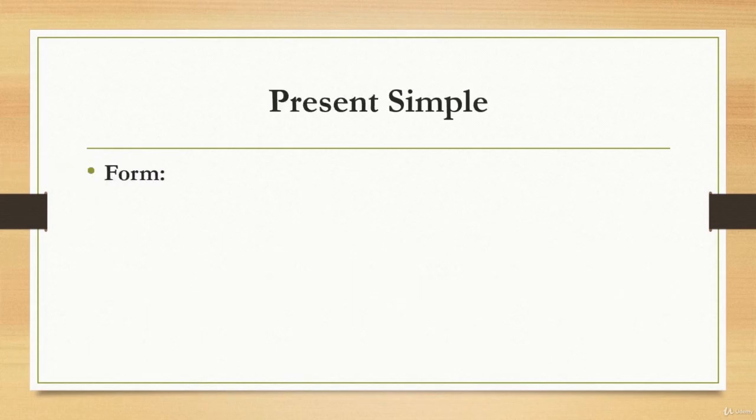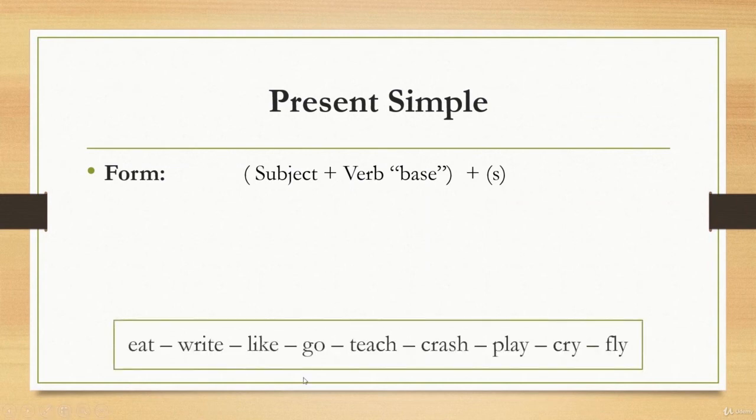The form of the present simple. We form the present simple by putting the verb in the base form after the subject, and sometimes by adding s to the verb. We add s to the verb if the subject is third person singular: he, she, or it. Some examples of base form verbs: eat, like, crash, fly, etc.